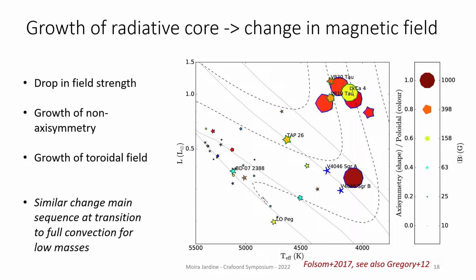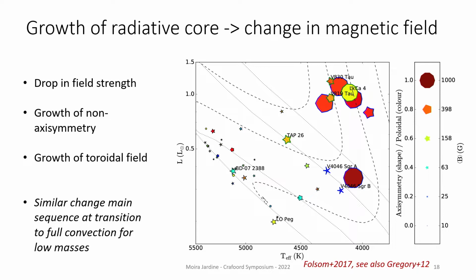So if you look at this evolutionary track here, you see that there appear to be changes in those symbols, and those changes are reflected in three different ways. You notice the symbols get smaller, and the size of the symbol is telling us about the strength of the magnetic field. So when stars were very young, when they were fully convective, they were generating strong magnetic fields, and then once the radiative core formed, it seemed the magnetic field got weaker.